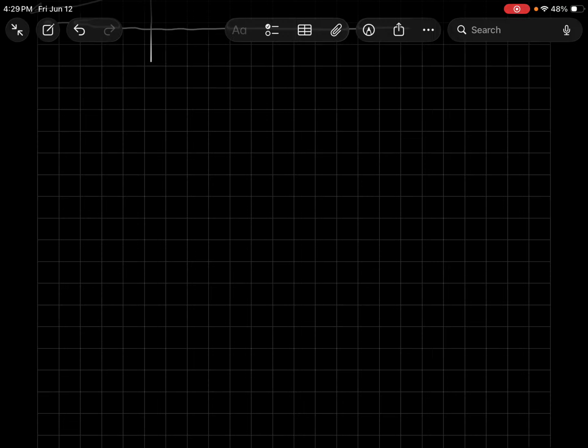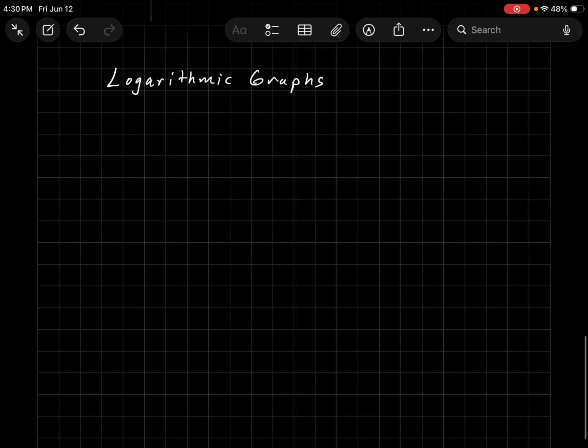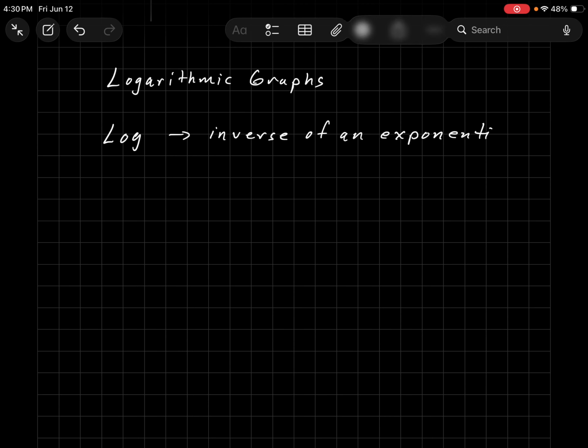But let's talk really briefly about logarithmic graphs. And so a logarithm is the inverse of an exponential function. And we usually just say log instead of logarithm because logarithm takes a while to say.